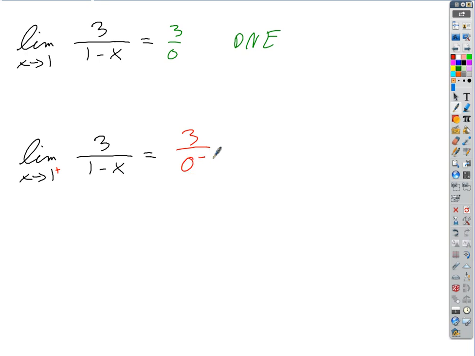0 minus, yeah. What does 0 minus mean? 0 minus means a vanishingly small negative number. How do we interpret this? There's 2 parts to our answer then. So the fact that we're dividing a non-zero number by 0 means it's infinite, right? It explodes. So that part right there, this part of the recipe, the 3 divided by 0 gives us infinity.